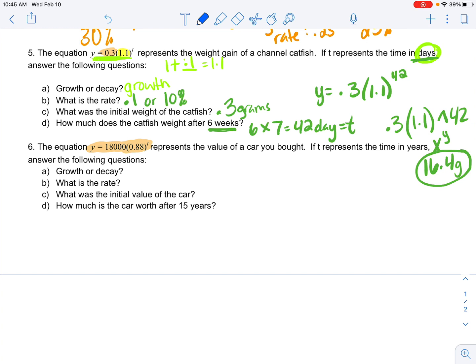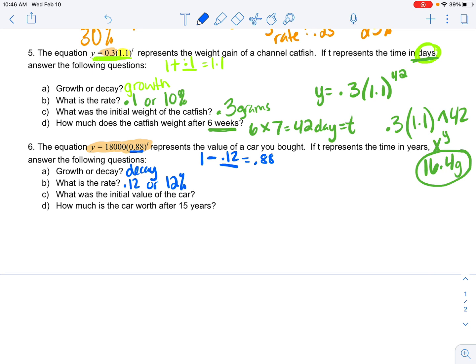So, growth or decay? Well, remember, for growth or decay, we look at what's in the parentheses. Is it bigger or smaller than 1? It would be smaller than 1, so it would be decay. What is the rate? Well, remember this is decay, so we have 1 minus something gives us 0.88. 1 minus what would give us 0.88? Well, 1 minus 0.1 would give me 0.9, so 0.12. So my rate is 0.12 or 12%.